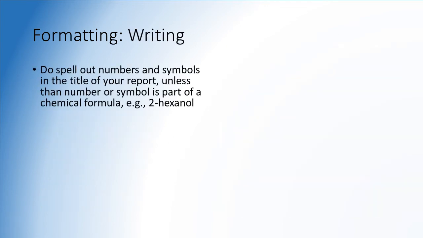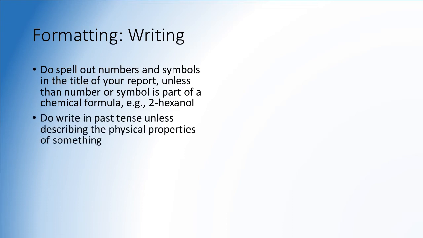So what about what's written? Spell out numbers and symbols in the title of your report, and list that number or symbol as part of a chemical formula. For example, if we had 3 titrations, you would spell out three and not show the number 3. But if you had a chemical in the title, such as 2-hexanol, the 2 would be written as 2.